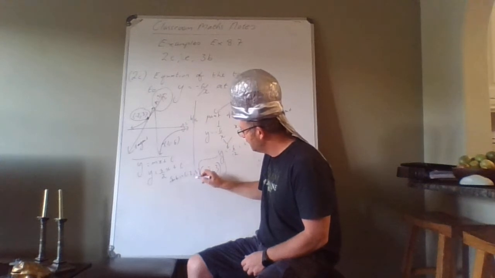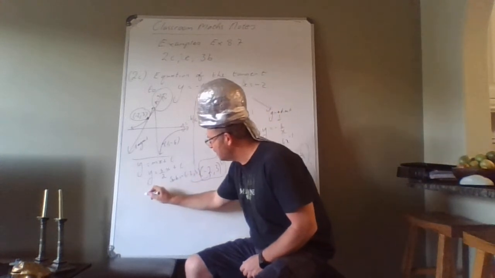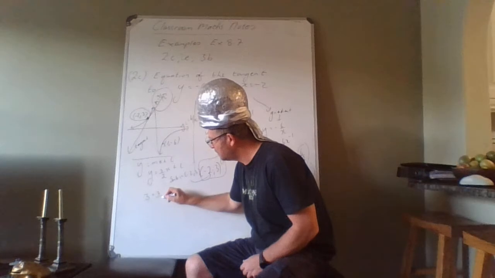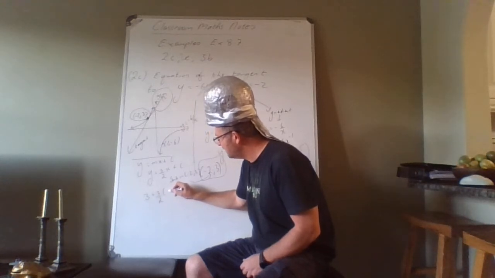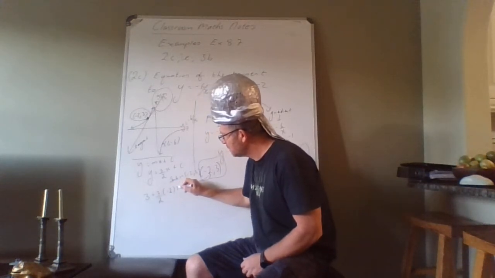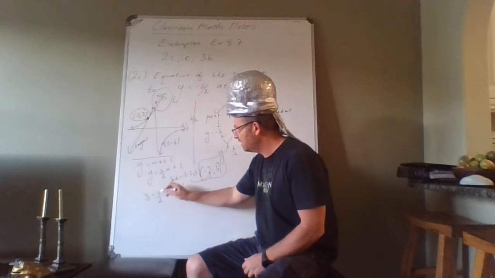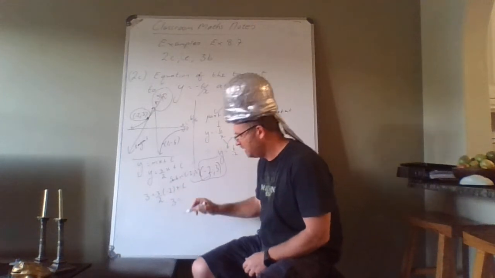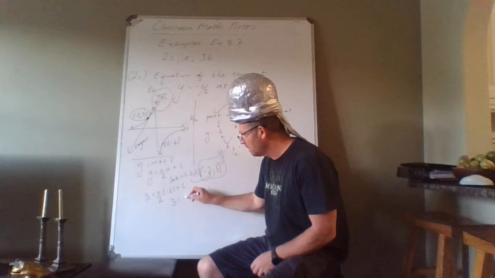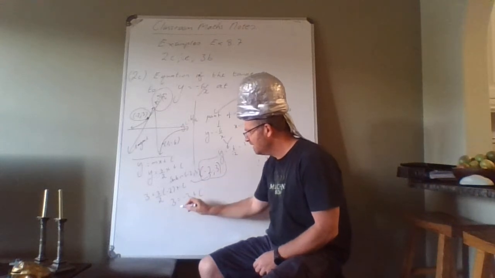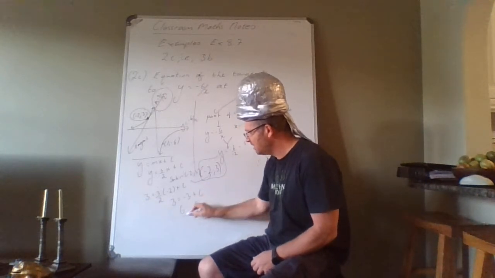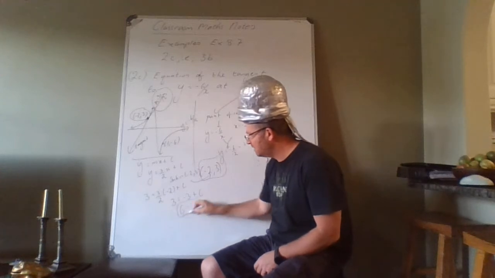Sub in -2, 3. There it is over there. So I get 3 is equal to 3/2 times -2 plus c. The 2's will cancel. I'll get 3 is equal to -3 plus c. So 6 is equal to c. So now I've got c is 6.